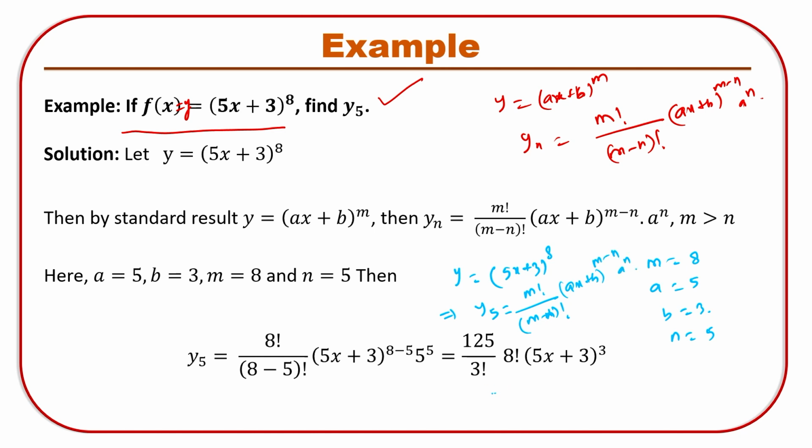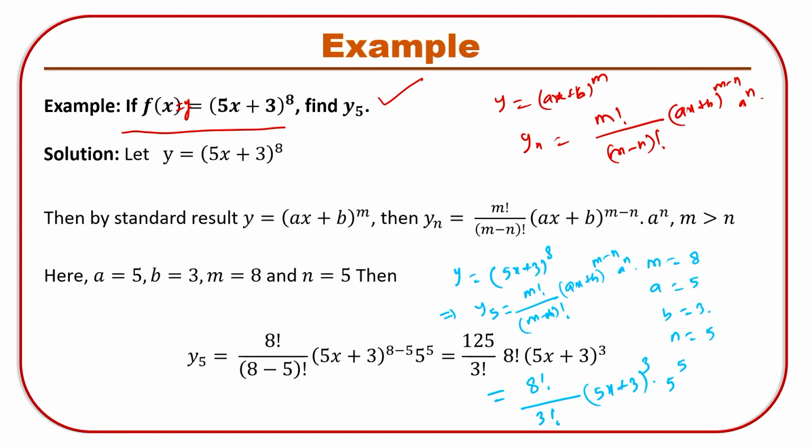Using the same thing, here m is 8 and n is 5, so we have to find factorial 8 divided by factorial (8 minus 5) equal to factorial 3, and then (5x plus 3) power (8 minus 5) equal to 3, into a power 5. A power 5 means 5 power 5, right? So that will be our answer.